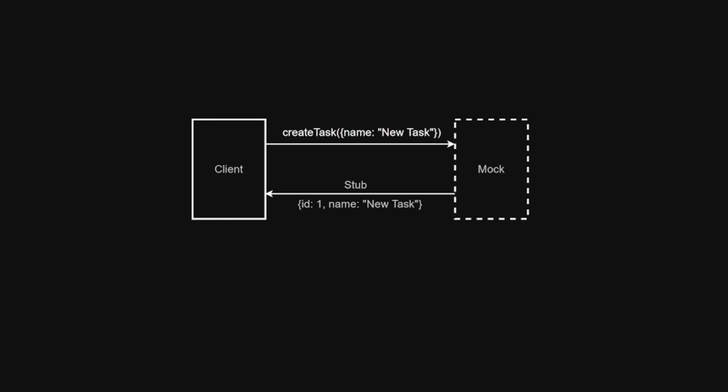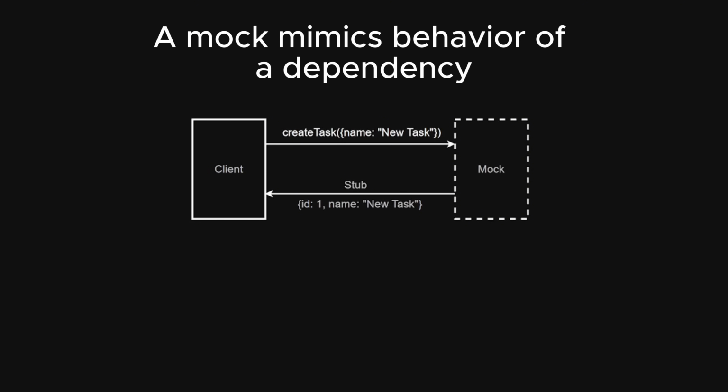To answer the first question, we can create a mock. A mock is essentially a server's test double that mimics the behavior or methods of the server. For example, we can create a server's mock that will have a create task method. Now we can test if the client calls that method with correct arguments.